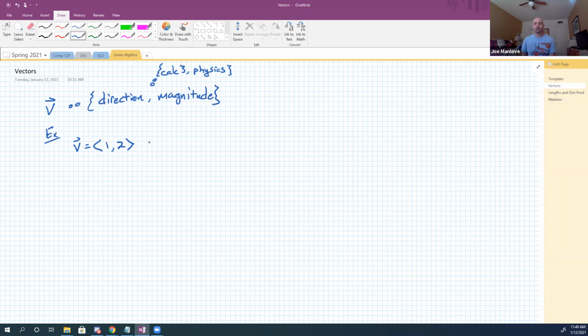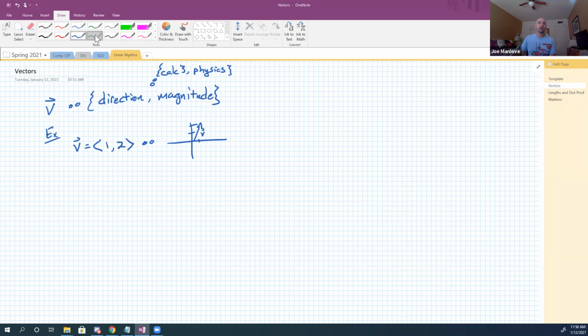Another thought we might have about direction is that this is kind of 1 in the x and 2 in the y. You guys all with me on that? So I might think of this as kind of this picture that's 1 over in the x and 2 up in the y, and here is the vector I'm talking about. Are you following along with me on that? Okay, so that's kind of the Calc 3 style thought.